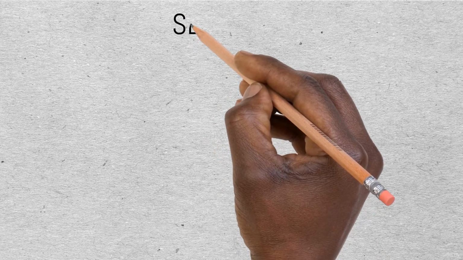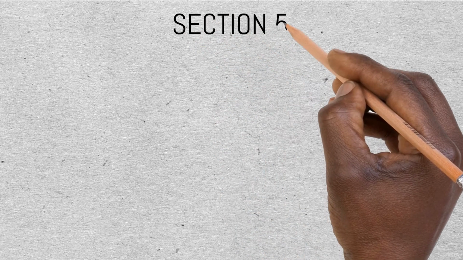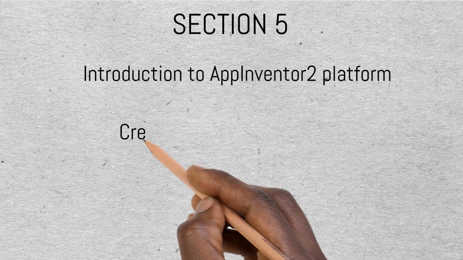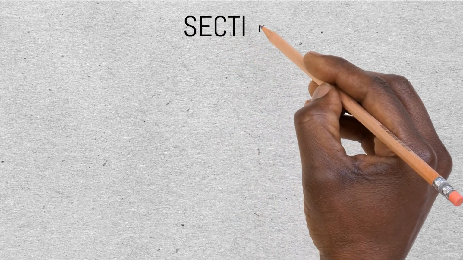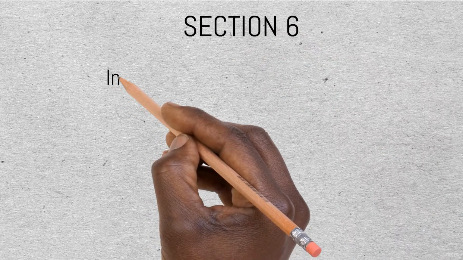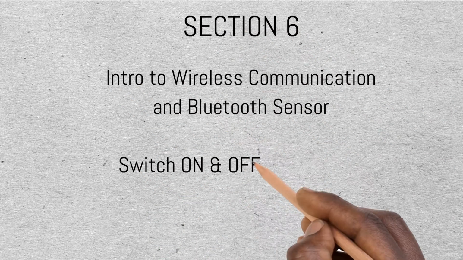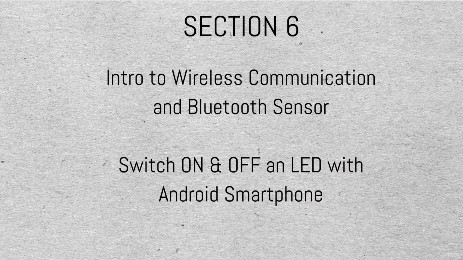In section 5, we will start building Android applications using App Inventor 2. You will learn to create Android apps, and you will also install these applications in this section. In section 6, we will talk about wireless communication and the Bluetooth sensor. In this section, I'll introduce you to the different types of Bluetooth sensors that are available. We will also create an Android app to switch on and switch off the Arduino's onboard LED from a smartphone.